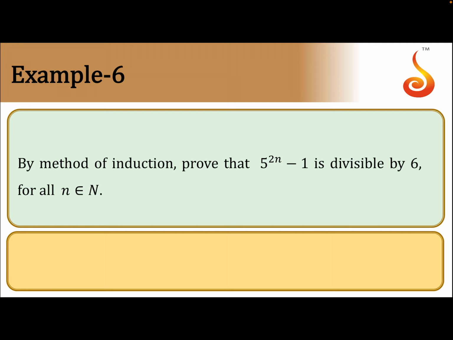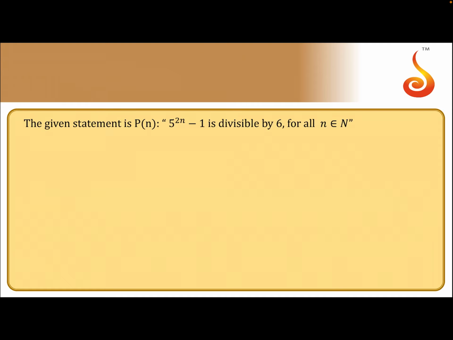Example 6. By the method of induction, prove that 5 to the power of 2n minus 1 is divisible by 6 for all n belongs to N. So, using the induction method, let us first try to prove it for n equals 1.